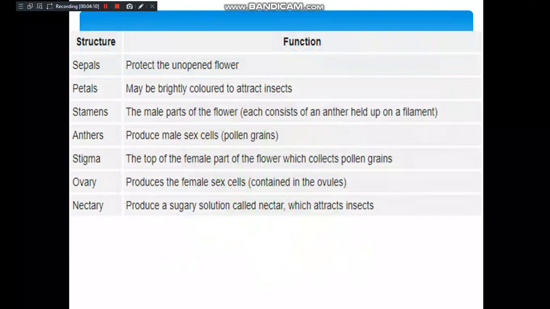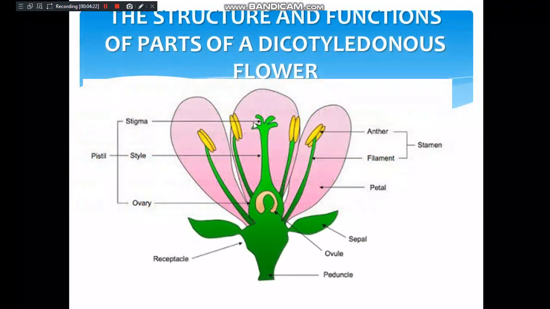And then the stigma, the top of the female part of the flower, which collects pollen grains. So the stigma is the top of the female part of the flower, and it is functional in collecting pollen grains from the anthers. So when the anthers want to deposit their pollen for fertilization, this is where they deposit them.